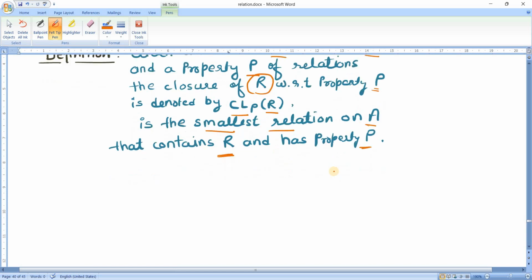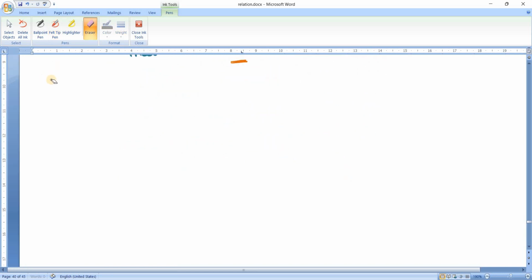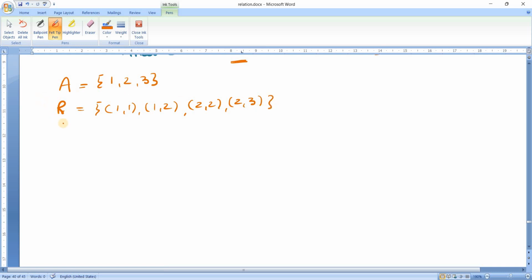Let us understand this with the help of an example. Let us say that we have a set A with a few elements. Let's say we have 1, 2 and 3. And there is a relation R defined on this A. Let us say that the relation is (1,1), (1,2), and let us say (2,2), and let's say (2,3). Now we must have a property because the closure is always defined with respect to a property. Let's say the property P is reflexive.